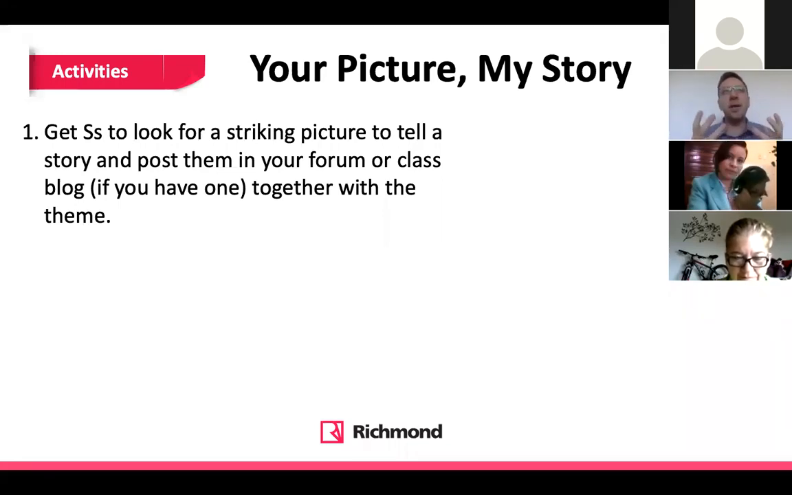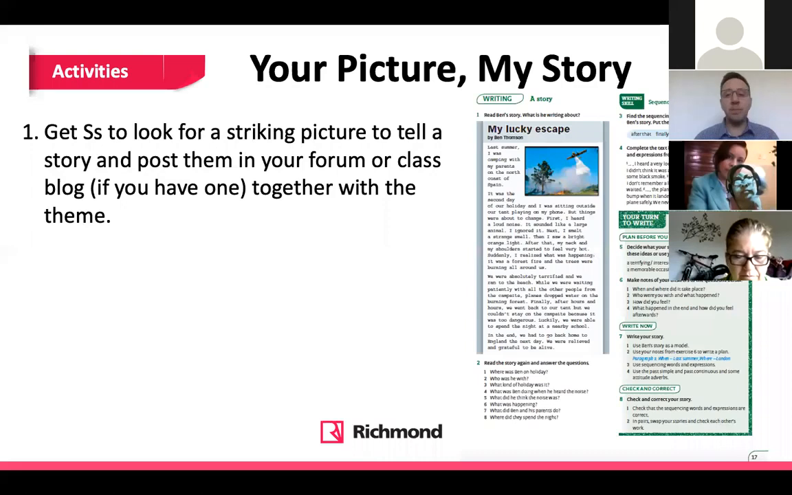Now, a striking picture is one of those wow pictures, or it's a picture where you ask, how do I look at this picture in order to understand it? So it needs to be a striking picture. It cannot be one of those obvious pictures, okay? So you can also role model what you mean by a striking picture by looking for a striking picture and selecting a theme. They can also do this using a picture from the coursebook.